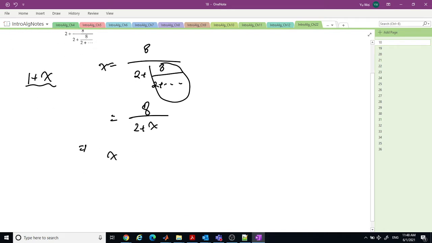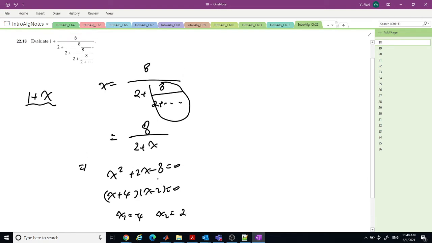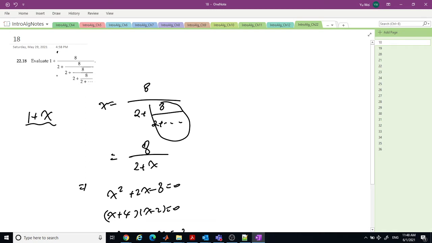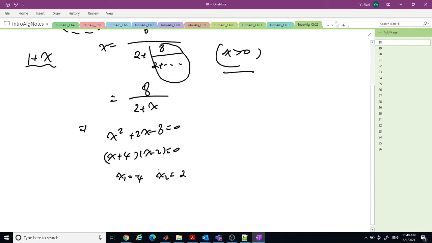So we can see x squared plus 2x minus 8 equals 0. So we have (x plus 4)(x minus 2) equals 0. So x1 is negative 4 and x2 is 2. But we know this part is a positive number, right? So we know x is greater than 0, and the only solution is x equals 2. If x equals 2, then the original s is 1 plus x, equal to 3. Next.